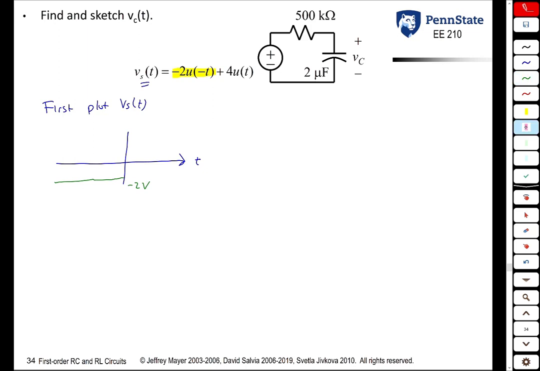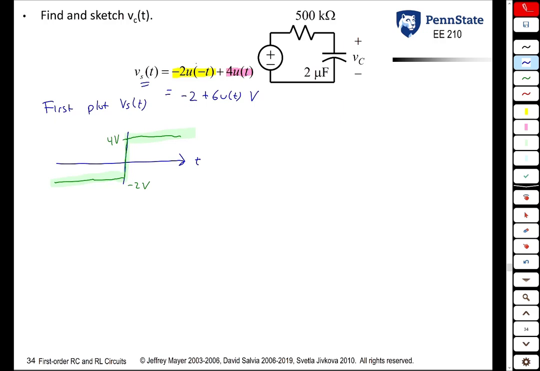At t equal to 0, that part turns off, and instead a plus 4 volt source takes over. So the shape of Vs of t looks like that. If you're observant, you'll notice that you could also have written this voltage source as minus 2 plus 6 u of t volts.